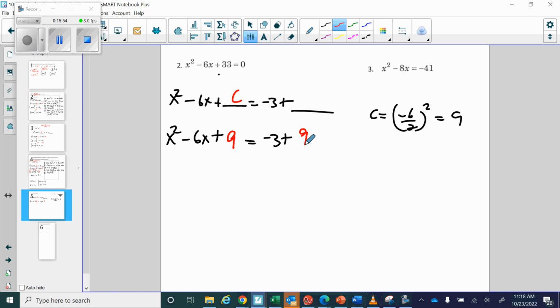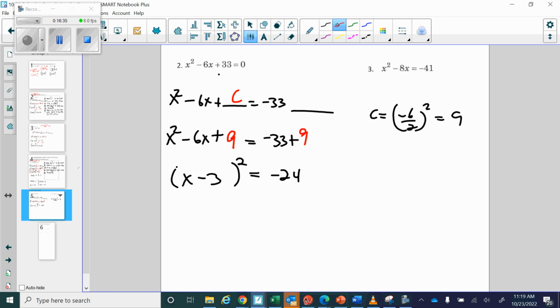So on the left side now, I can write this as a factor square. That's going to be x, when I divide negative 6 by 2, that is negative 3, so (x minus 3) squared is equal to, and on the right side, I'm going to have negative 33 plus 9. And so that's going to give me negative 25. I'm sorry, negative 24. Yes, negative 24.